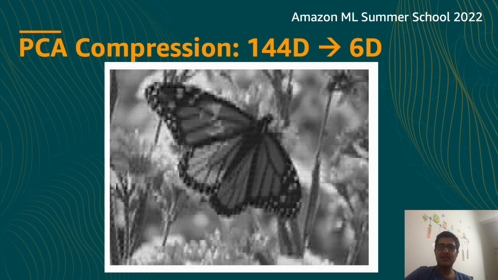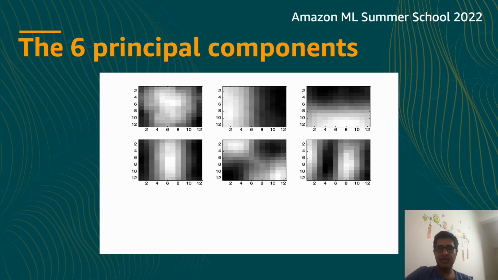For this 6-dimensional image, for example, the principal components look like this. The individual components may not be quite readable, but they are able to reconstruct the image back for you.